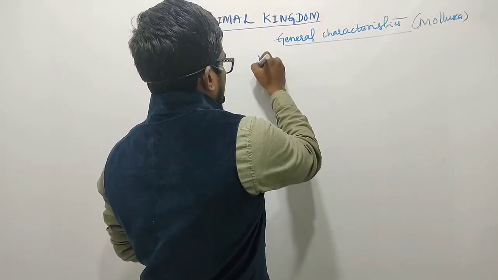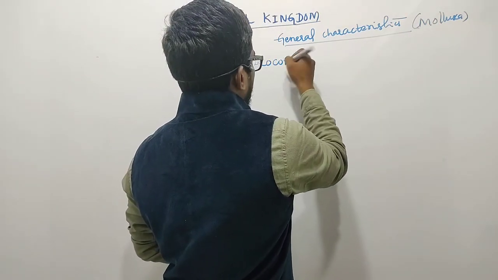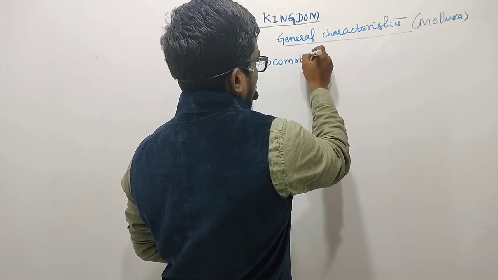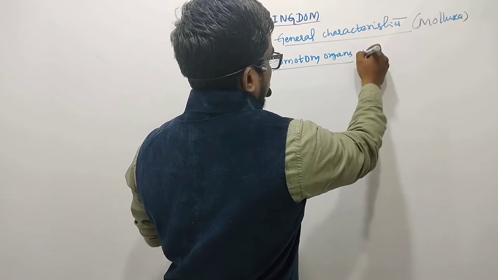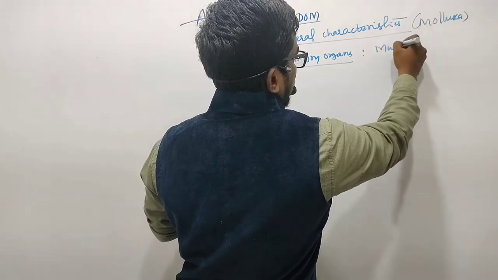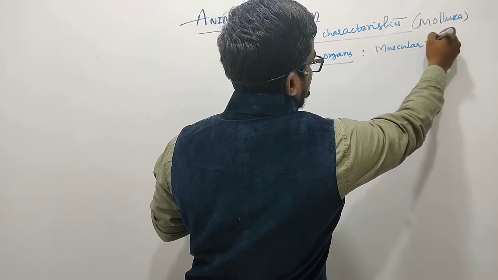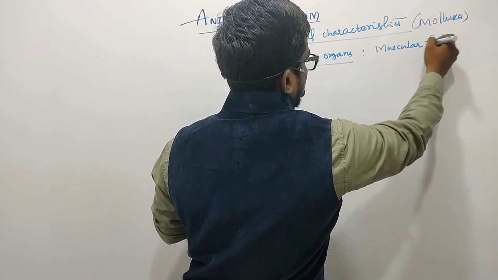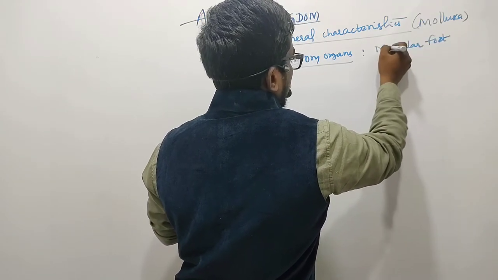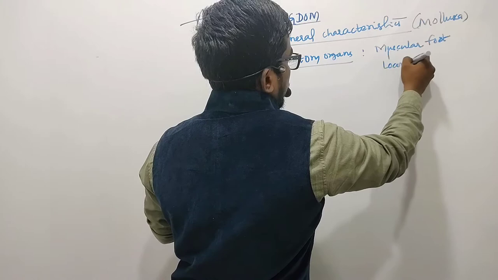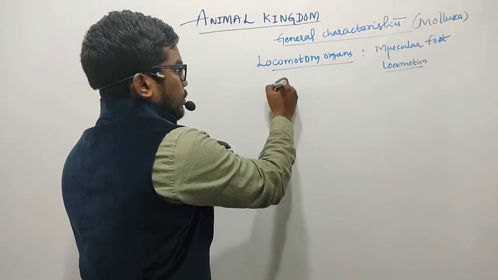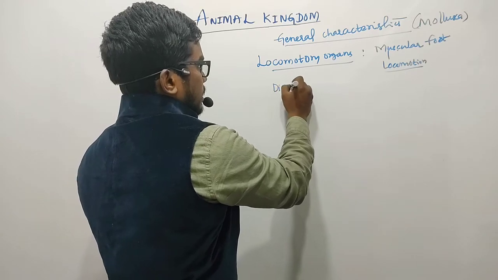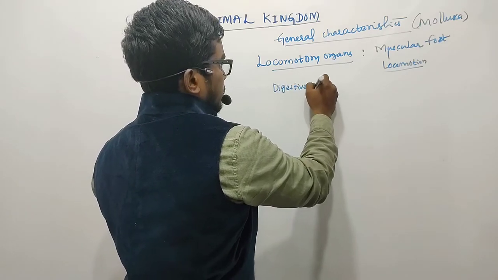The next character we have is locomotion, or the locomotory organs which help in locomotion. They have a well defined muscular foot which helps in their locomotion. So remember this. Further, let us talk about their digestive system.